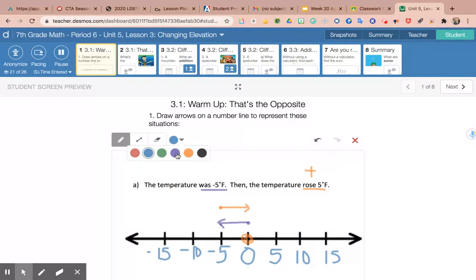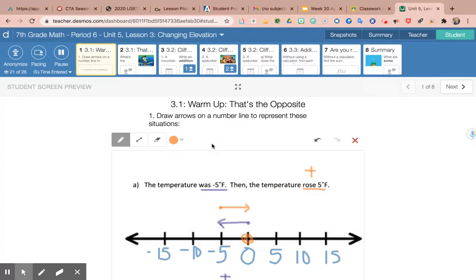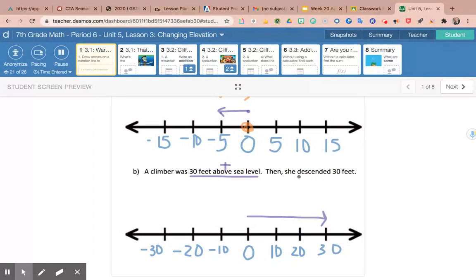Let me pick a color. Let's do purple again. A climber was 30 feet above sea level. Above, so sea level is 0. 30 feet above means +30. So I'm going to start at 0, which is sea level, and I'm going to move 30 to the right because it's positive. All right. Then she descends 30 feet. Descends tells me going down or negative. So I'm going to start where I left off, and I'm going to go down 10, 20, 30. And I end up back at 0.